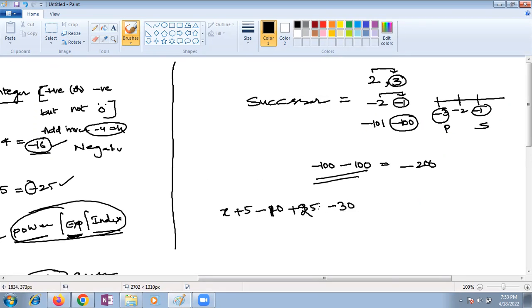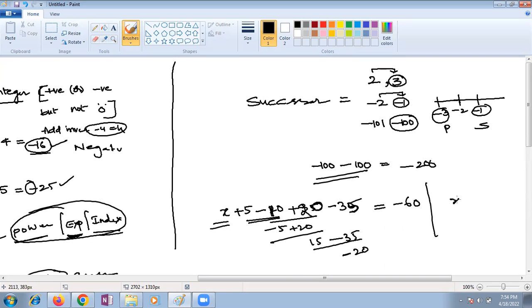The result is minus 60. Ma'am, x is minus 40. Let me check. 5 minus 10 is minus 5. Minus 5 plus 20 is plus 15. 15 minus 35 is minus 20. So you can rewrite the statement.